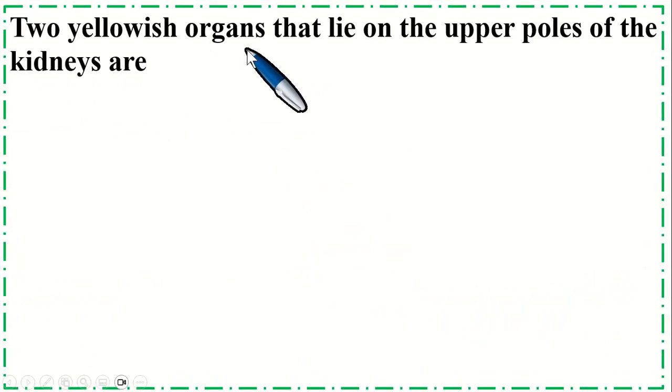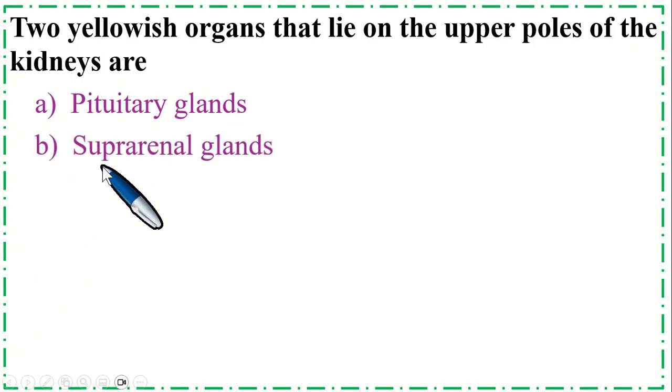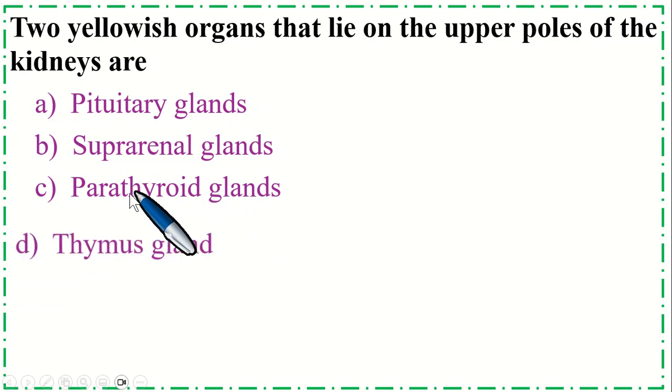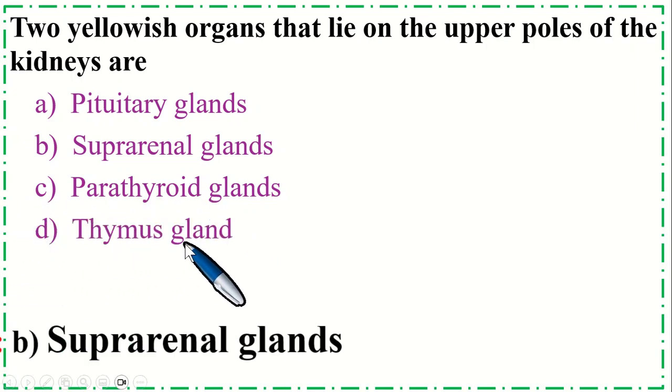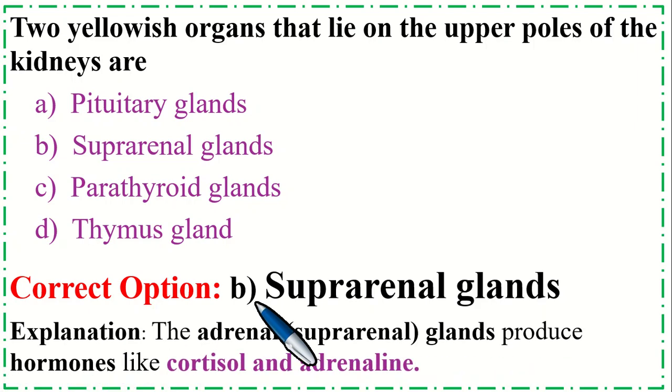Two yellowish organs that lie on the upper pole of the kidneys are option A pituitary gland, option B suprarenal gland, option C parathyroid glands, and option D thymus gland. So the correct option is B suprarenal gland. Explanation: the adrenal suprarenal gland produces hormones like cortisol and adrenaline.